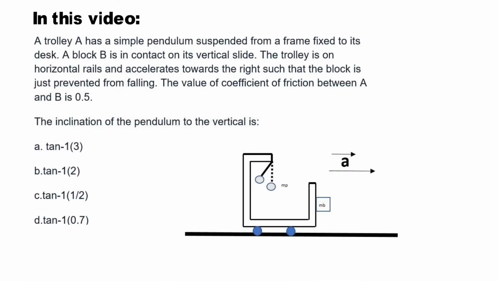So the question states that a trolley A has a simple pendulum suspended from a frame fixed to its desk. A block B is in contact on its vertical side. The trolley is on horizontal rails and accelerates toward the right such that the block is just prevented from falling. The value of the coefficient of friction between A and B is 0.5, and he is asking to get the angle of inclination.